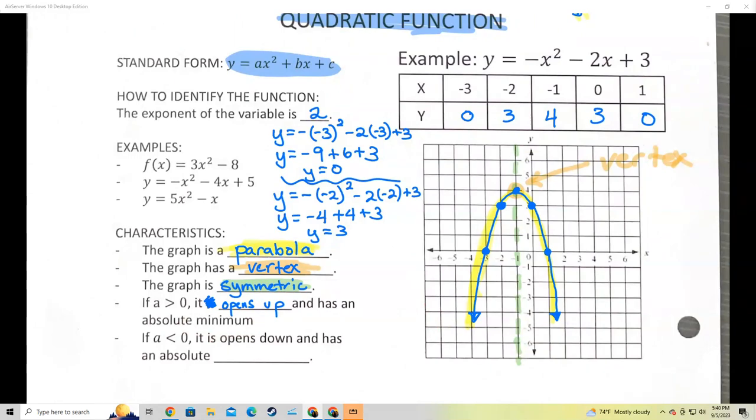Conversely, if your A is less than 0, then you're going to have something that looks like this, which means it's going to open down and your vertex is going to be up here, which means we have a highest value. And when we have a highest value, we say it has an absolute maximum.